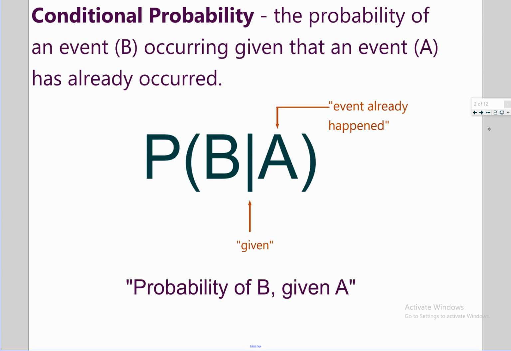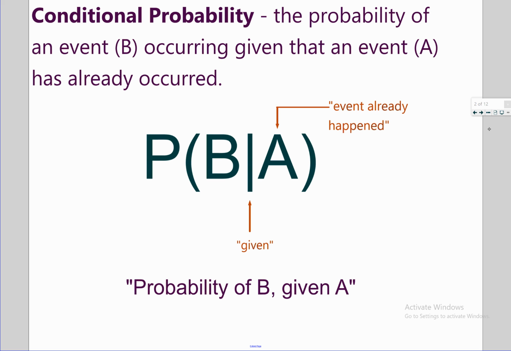Conditional probability is the probability that one event will occur given that another event has already occurred. And this is the notation that we're going to use for it. So again, we're going to see a P with parentheses to represent probability of, and then I would read this event B given event A. And B and A can be different things depending on what you're calculating the probability of.